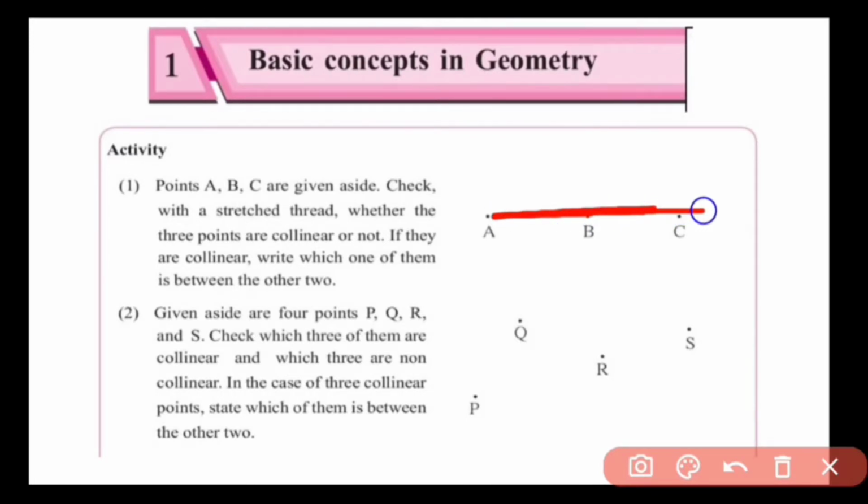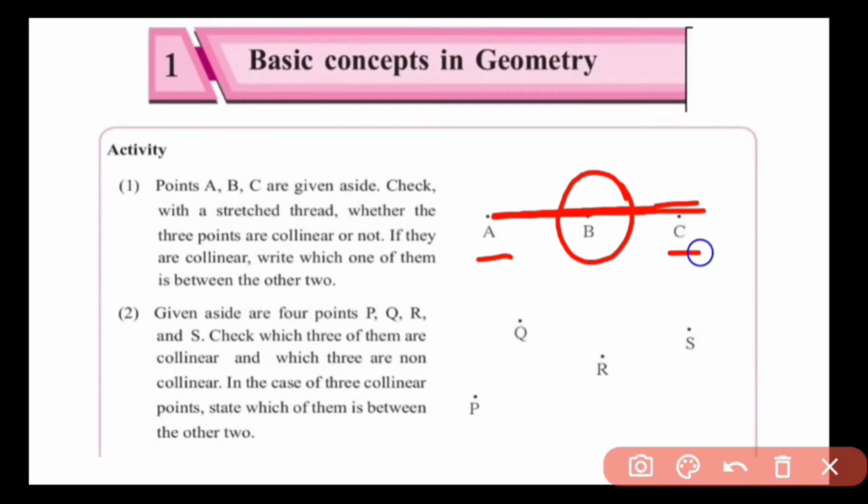So we can see that all these 3 points are in the same line if you draw with the help of ruler and pencil. And we can see that point B is between point A and C. That means A and C are the two end points. So we have to check which two are end points and which point is in between those two end points. We are saying that point B is in between.